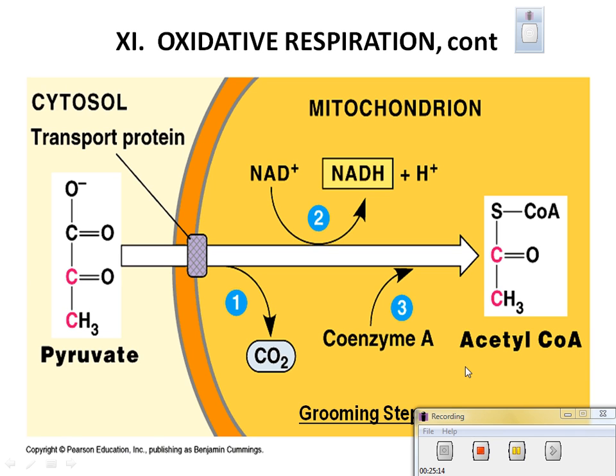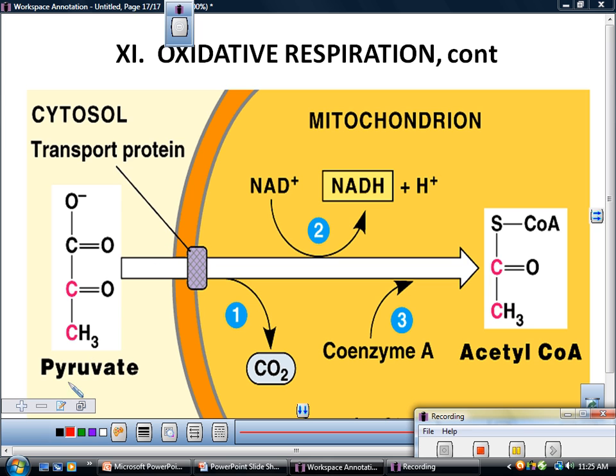Here's a great picture. I really like this one. Here's your pyruvate at the bottom, also known as pyruvic acid. It is a 3-carbon compound. You see the 3 carbons? And it has a very reactive carboxyl group right here on the end.